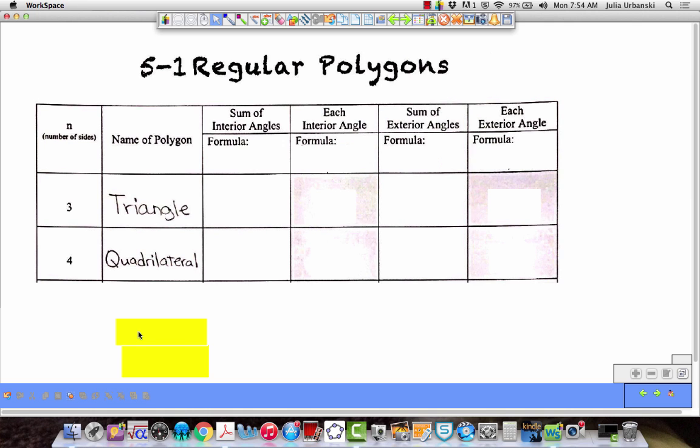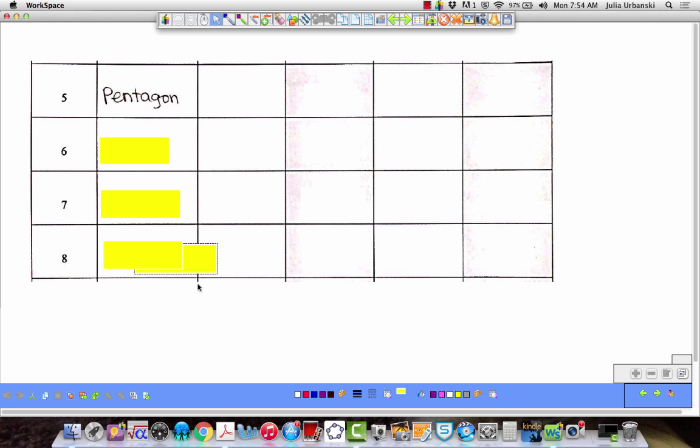Do you know what 5 sides would be? Pentagon, it starts with a P. Pentagon. Write that down.